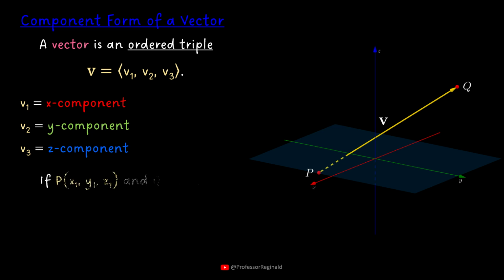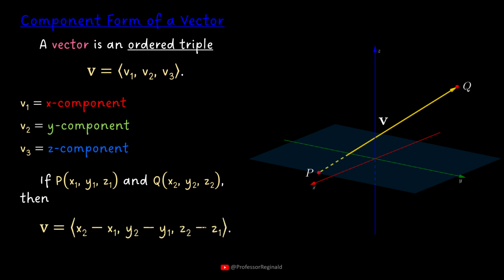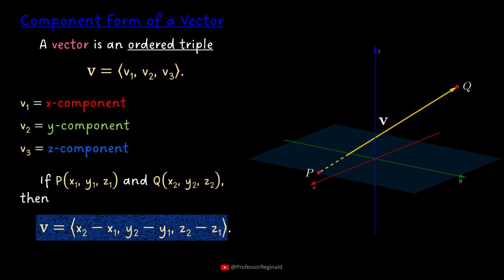If an initial point and a terminal point are given, then the component form of the vector is given by the following expression. Each component of the vector refers to the difference between the corresponding coordinates of the terminal point and the initial point. In the figure, the initial and terminal points are defined by their own x, y, and z coordinates. From these coordinates, each component of the vector refers to the length of the vector along the x, y, and z directions.